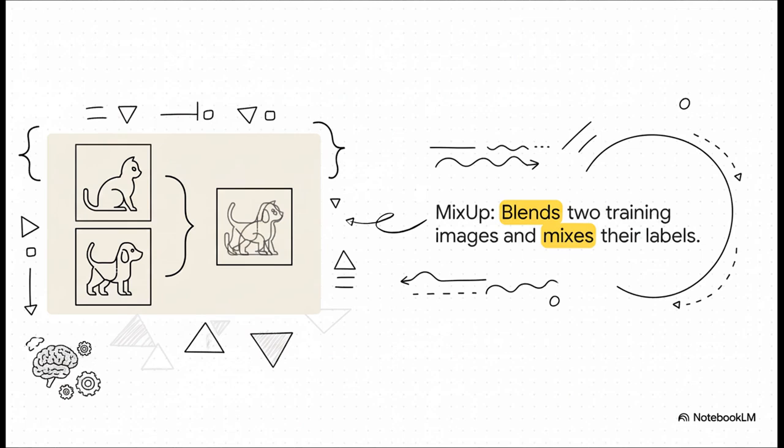Okay, this one is really clever. It's called mix-up. You take an image of a cat and an image of a dog, and you literally blend them together along with their labels.